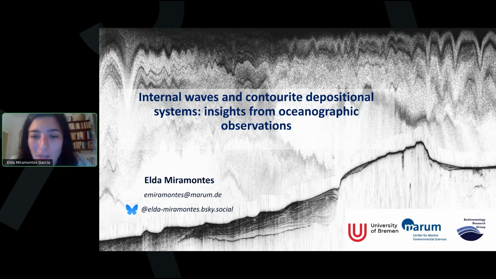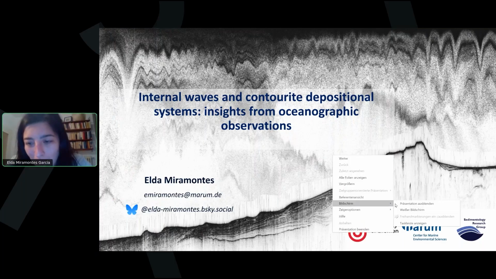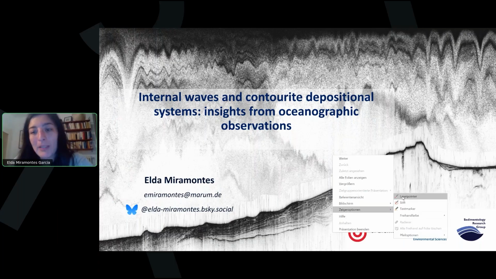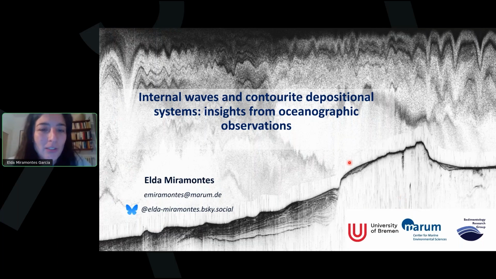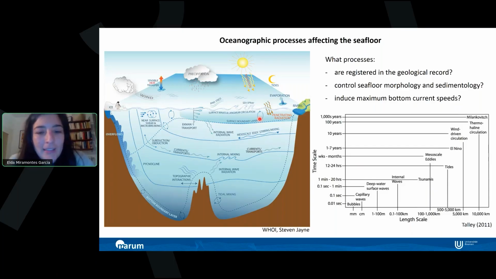So today I'm gonna show some types of contourites and the processes that form them that might be a bit different to what most of us have in mind when we usually talk about contourites. Because contourites are typically defined as the deposits formed by currents that flow along slope and form these large contourite drifts that we find along many continental margins.